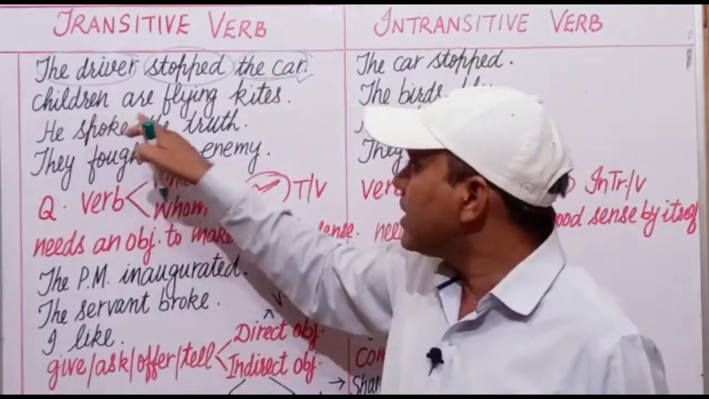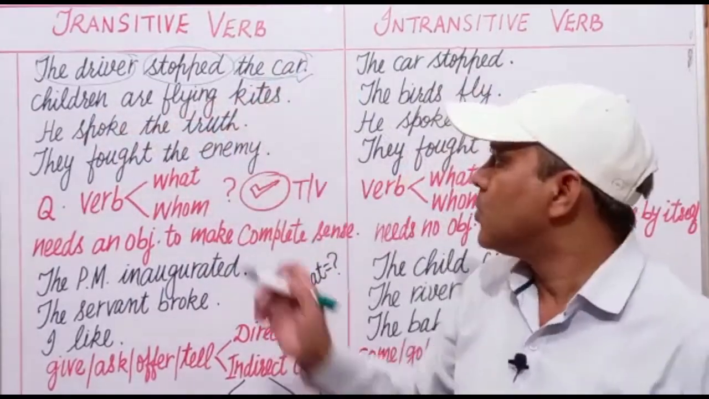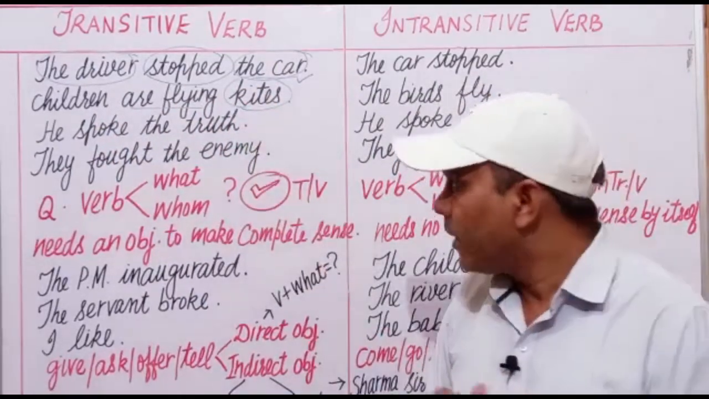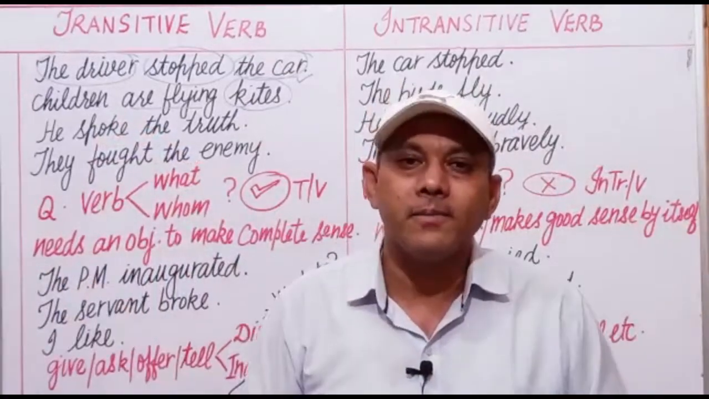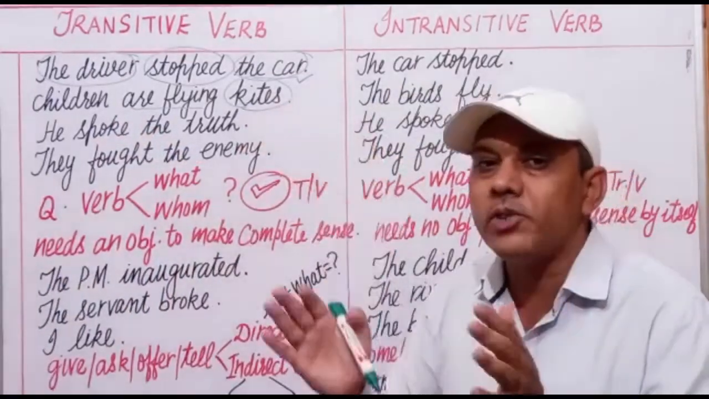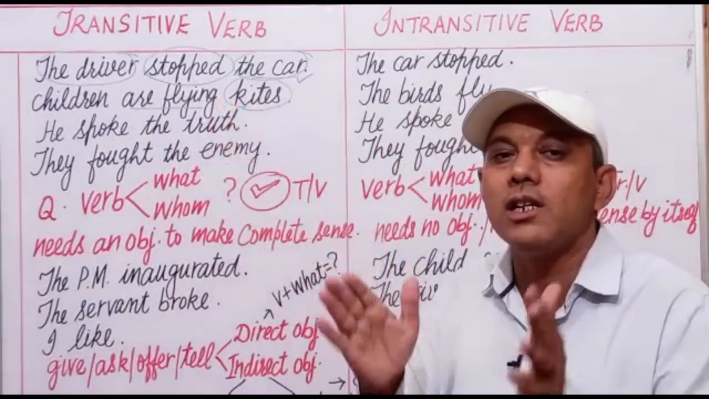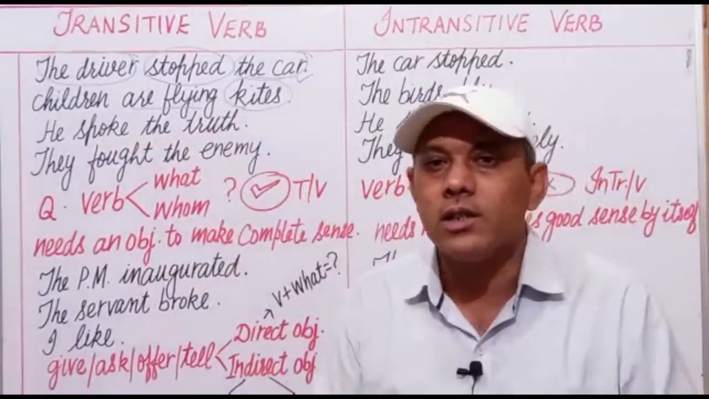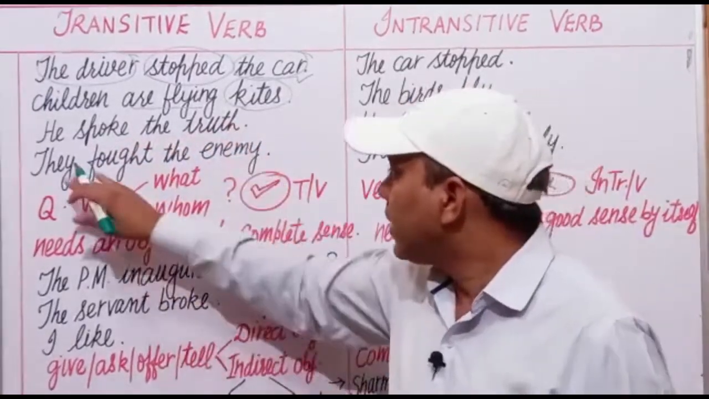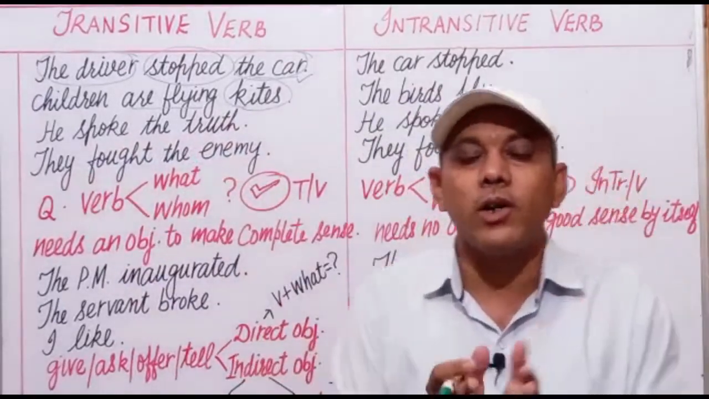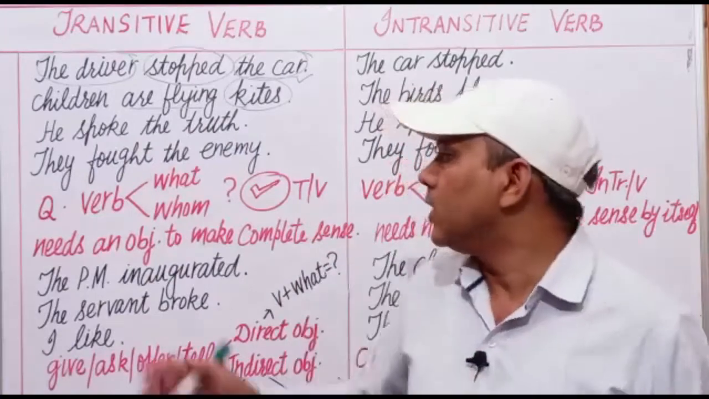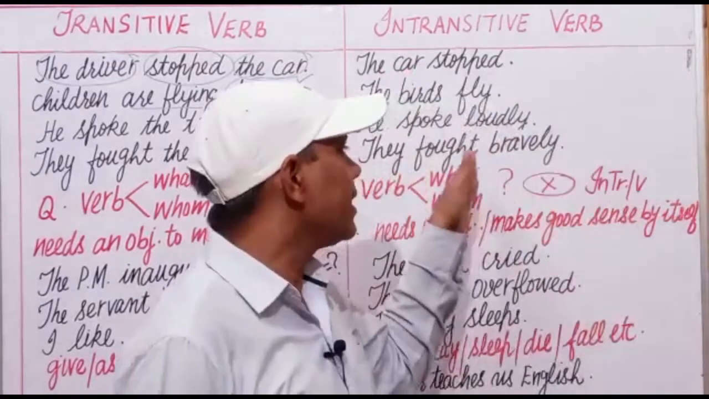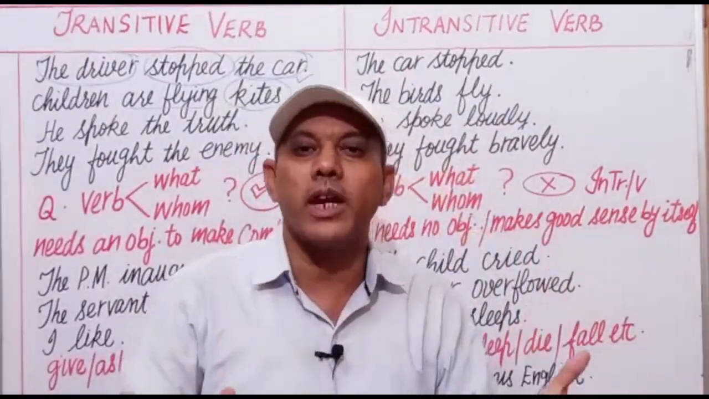Next is, children are flying kites. Children, subject, are flying, verb, kites, object. We cannot say children are flying. We need an object to complete the sense of this sentence. He spoke the truth. He spoke what? He spoke the truth. They fought the enemy. Whom did they fight? They fought the enemy.